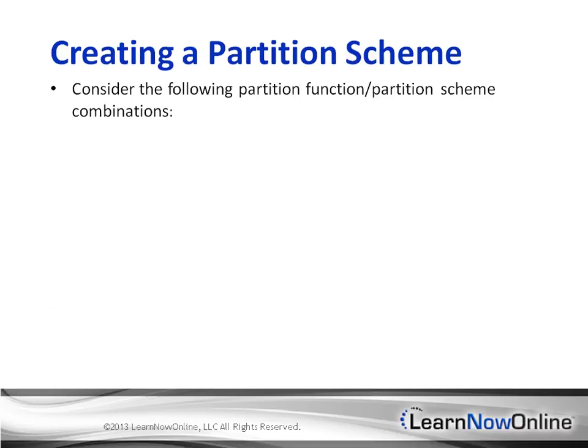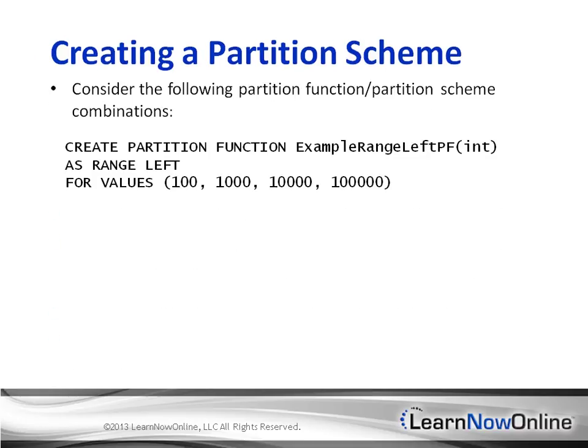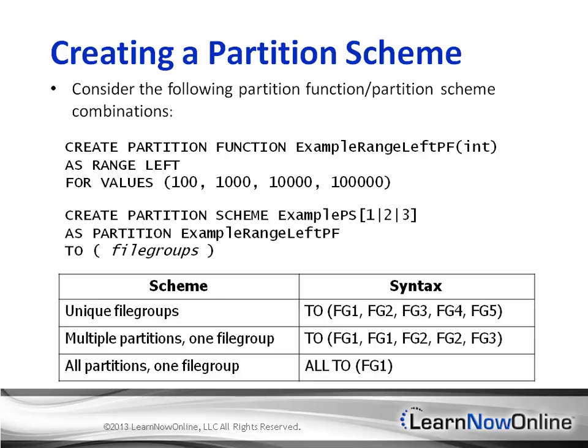So let's take a look at some partition function, partition scheme combinations. Here we have a partition function called example range left PF. It has an integer as its partition key. The data type at least is an integer. We're defining it as range left, and we have boundaries defined as 100, 1,000, 10,000, and 100,000.